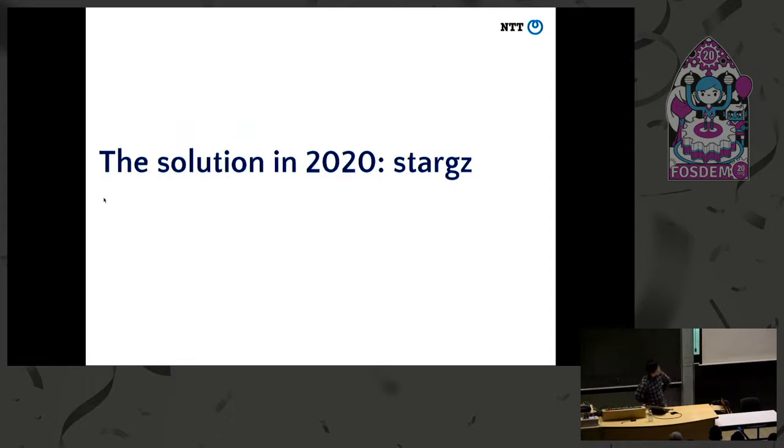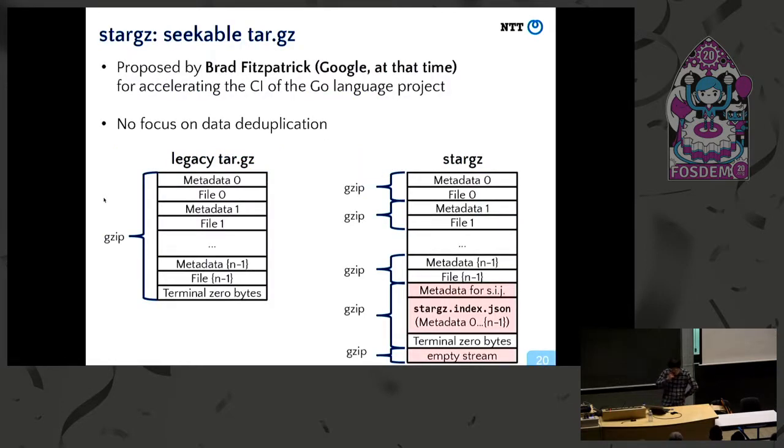So the new solution this year is stargz. The stargz format was proposed by Brad Fitzpatrick at Google, mostly for accelerating the CI of the Go language project. And it doesn't focus on deduplication. It only focuses on lazy distribution. The stargz format is fully compatible with the legacy tarball format, but slightly different.